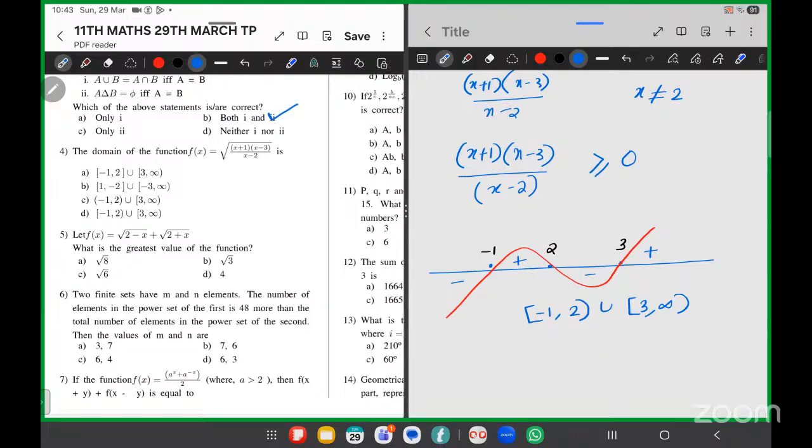इन दोनों का यूनियन आएगा. So minus 1 to 2, minus 1 closed interval, 2 open interval, union 3 to infinity. Option D is the correct one.